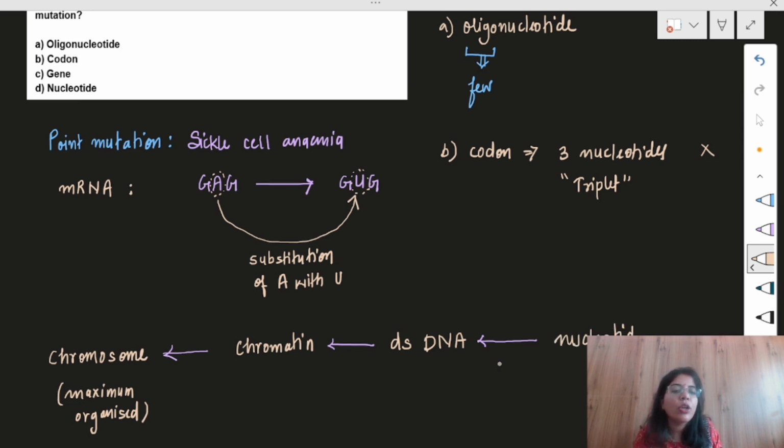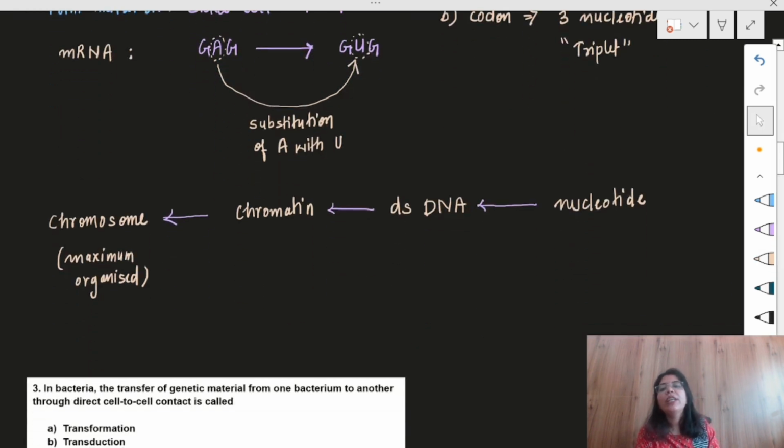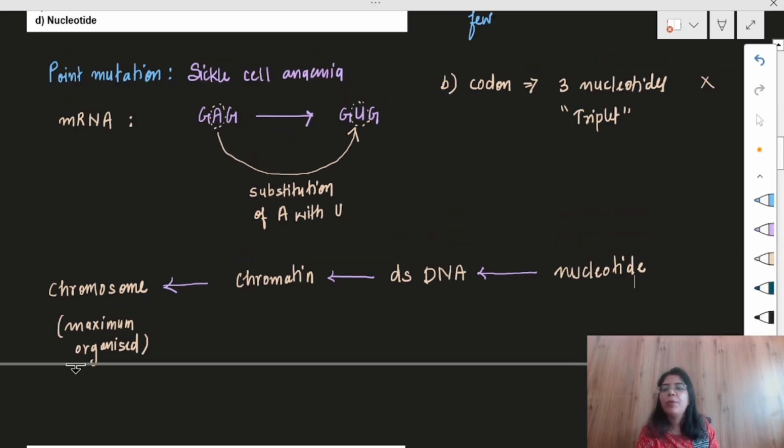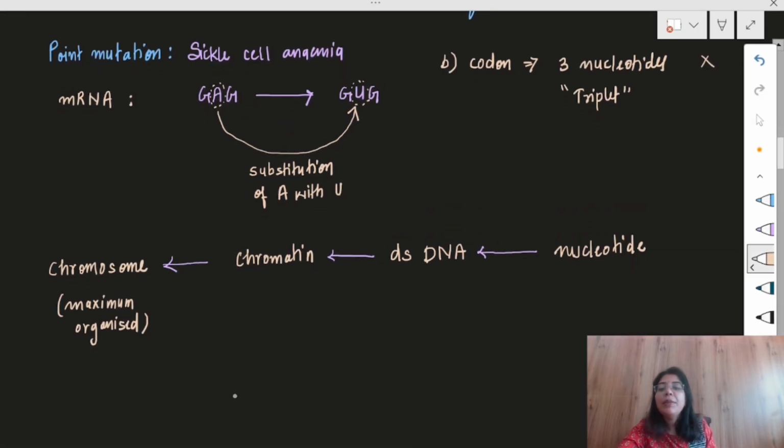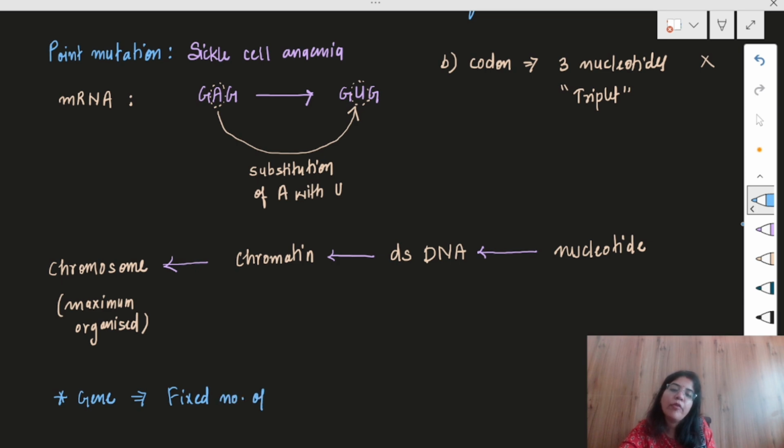The smallest level is the nucleotide. Now you must be thinking, where is gene, right? Because in option C you can see gene. So you tell me the definition of gene, please. What is the definition of gene, if you remember? There are so many definitions of gene, right? If I consider here, a gene is made up of a fixed number of nucleotides. You will say that this part of my DNA is a gene, which starts from this nucleotide and ends at this nucleotide. Means a gene is made up of a few nucleotides, which is a larger unit, right?